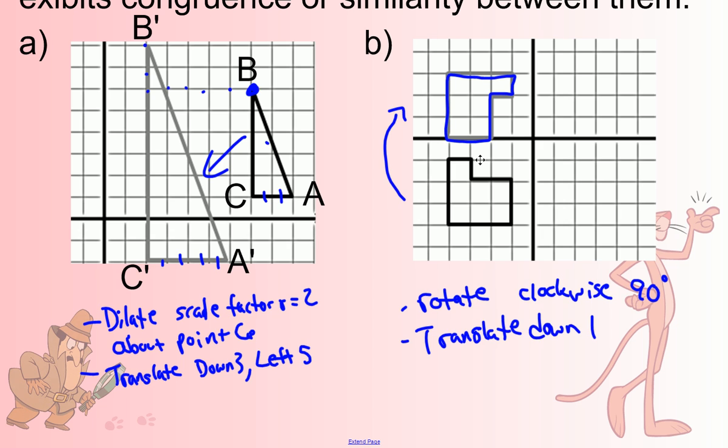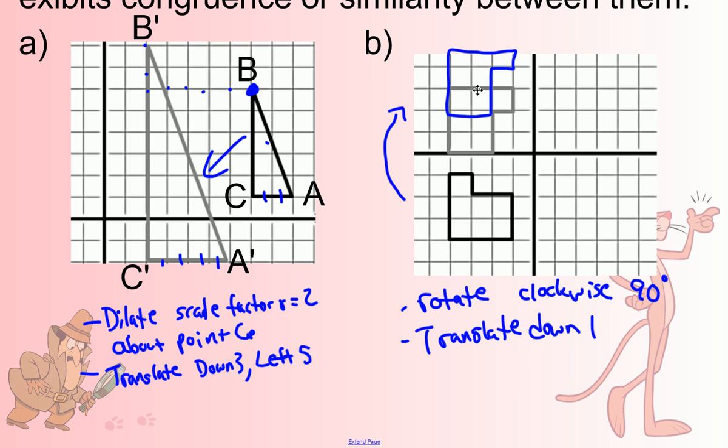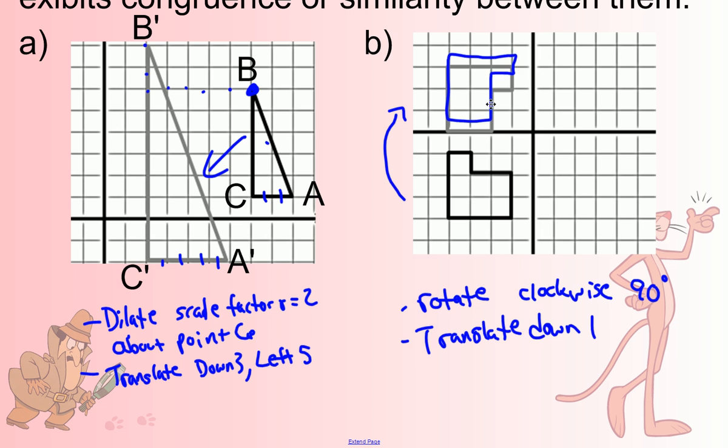So that's another way it could be done. Again, not saying this is the only way. I'm just saying it's one way that we could accomplish that goal. So rotate it, brings it to here, and then move it down. Move it down 1 unit, brings it to there.